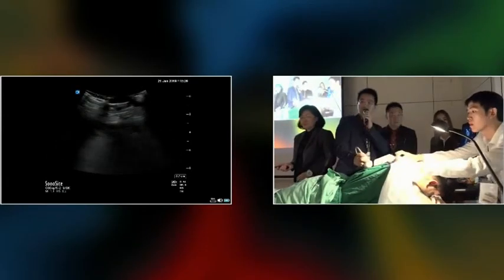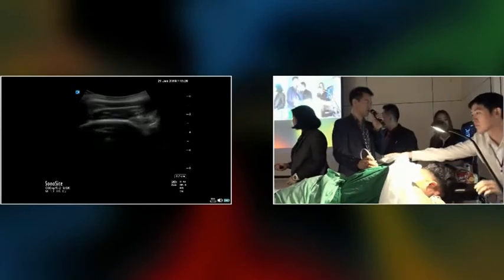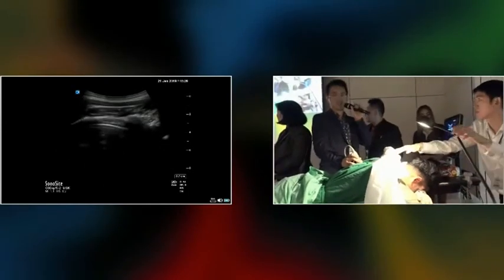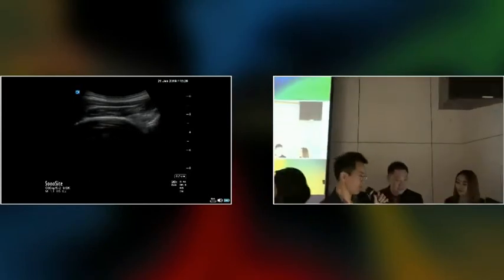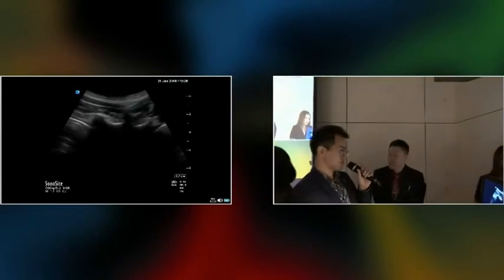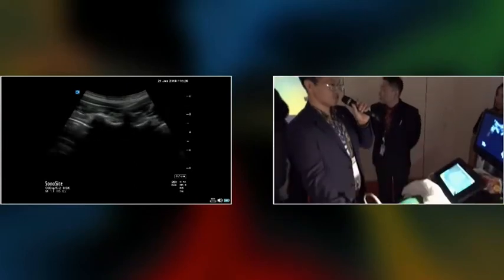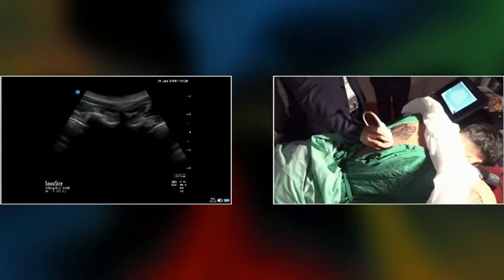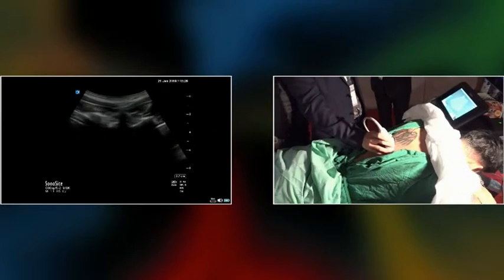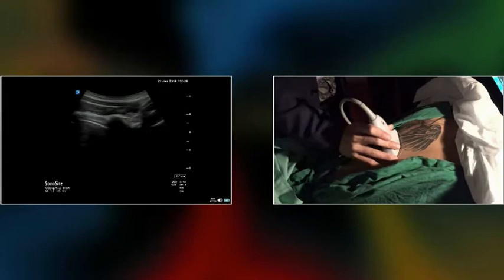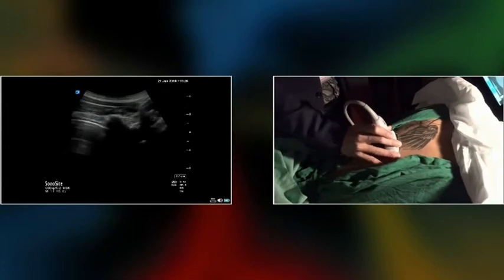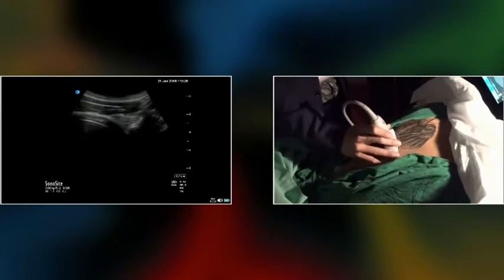So now I'm scanning the left side paravertebral space, and the left side is the lateral side, and the right side is the medial. First, we can get the spinous process, which is the easiest structure for us, and then move laterally to find the rib. Here is the rib.